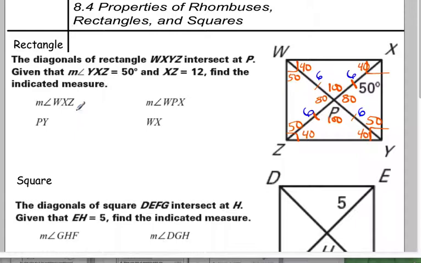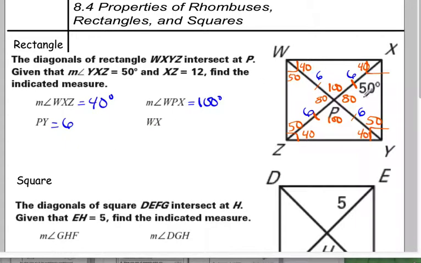WXZ. Angle WXZ, so W to X to Z, that's a 40-degree angle. WPX, W to P to X outlines the 100-degree angle. PY, that's this part of the diagonal, which is 6 because it's half of a diagonal. So I answered 3 out of 4 without doing too much work.